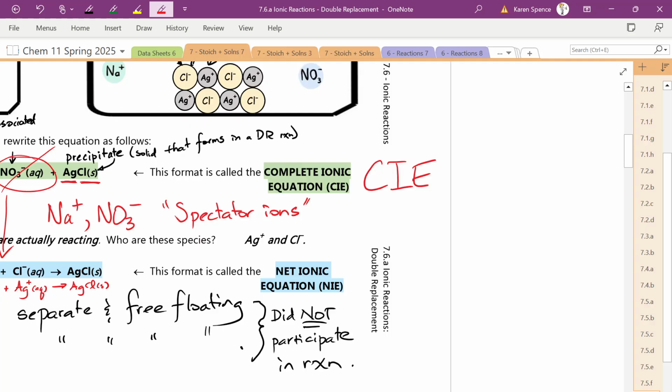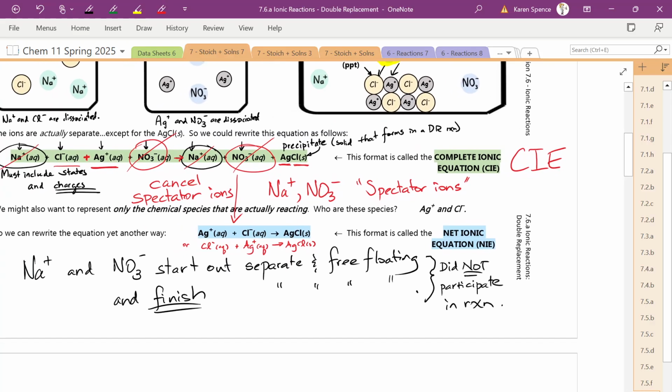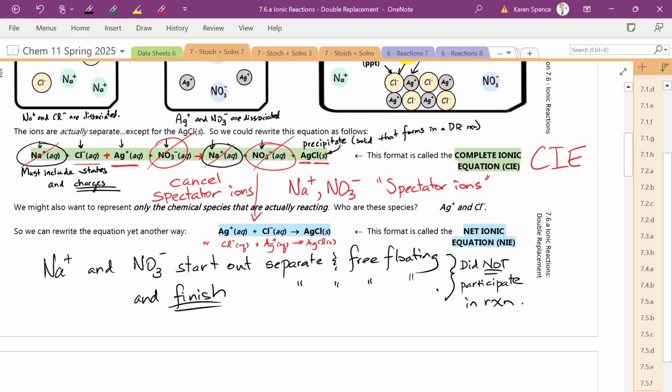And then to get from the complete ionic to the net ionic, you cancel out the spectator ions. Yes, you do. This one is balanced already. We'll take a look at some that need more balancing in a moment. All right, so that's basically what we've got there.